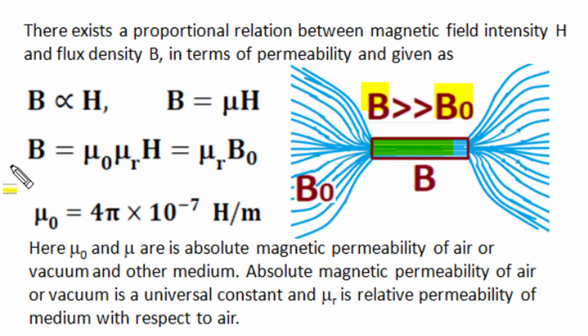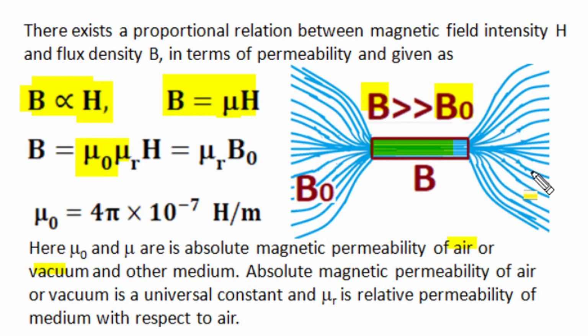But in any media, the value of magnetic flux density or magnetic induction is directly proportional to applied magnetic field intensity, and this proportional relation can be converted into equality using a constant, and that constant is known as permeability of that media in which we are finding out magnetic induction. Now the absolute permeability of any ferromagnetic material is represented as mu 0 mu r, where mu 0 is absolute permeability of air or vacuum.